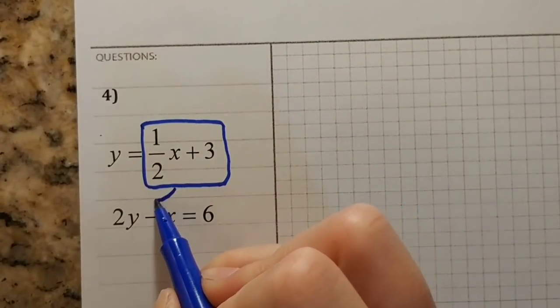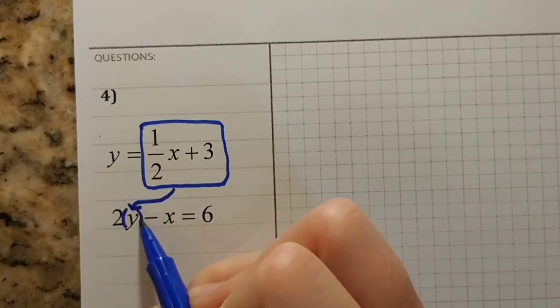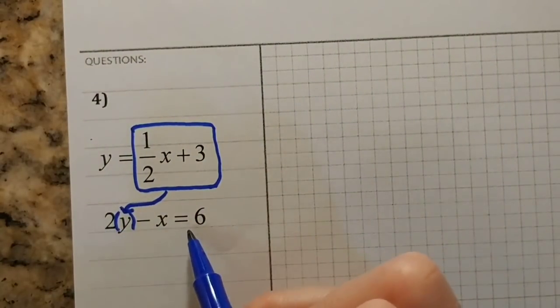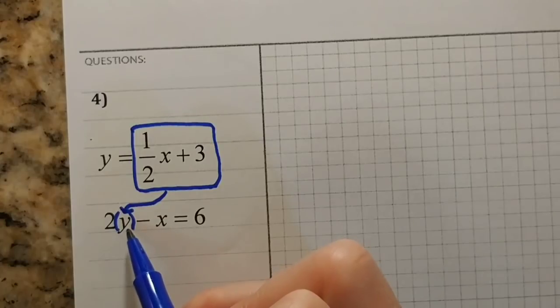So I'm going to replace that right into the other equation in place of y. I'm substituting. Well, let's take this equation and rewrite it. But remember, leave a big parenthesis for the y.